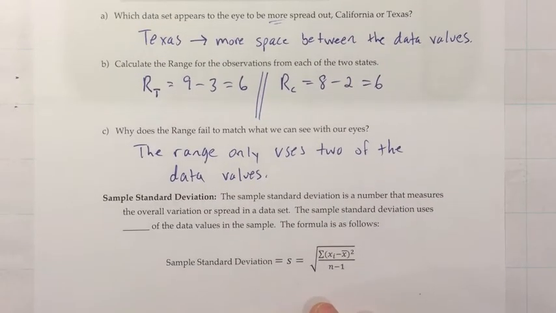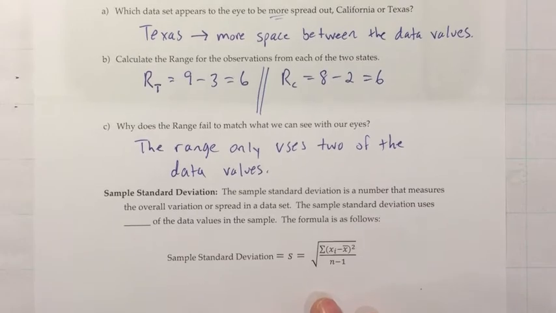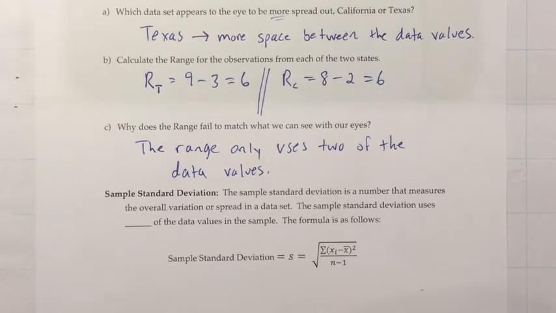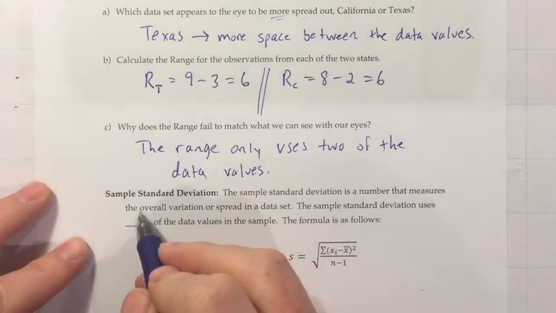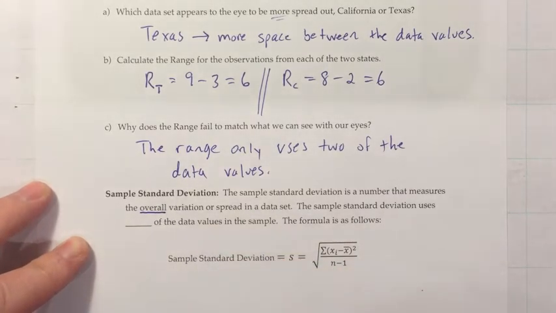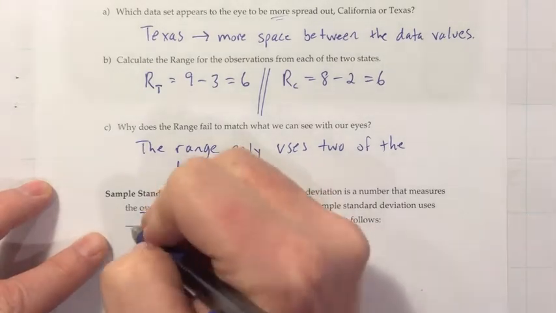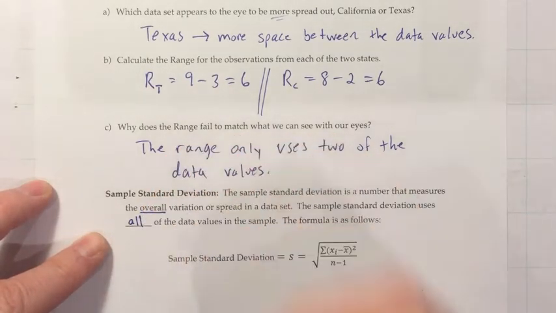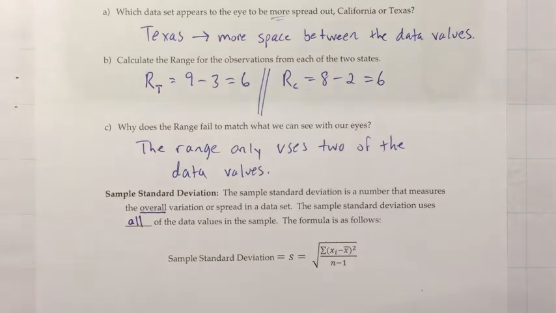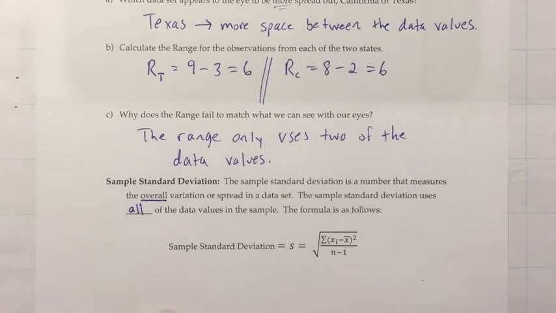So we need a different calculation that'll help us detect that, and that's going to be called the standard deviation. Our focus in this class will be on data sets that we consider to be samples, so we'll start off looking at the sample standard deviation. The sample standard deviation is a number that measures the overall variation or spread in a data set. Notice the word overall, right? Not just using 2 values, but the sample standard deviation is going to use all of the data values when we make our calculation. The formula is a little scary looking.